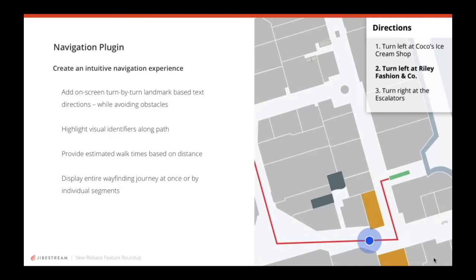We have visual identifiers along the way, so depending on where the blue dot is, you'll highlight relevant units. You can do things like providing estimated walk times based on distance. So this is really useful in larger indoor areas. Sometimes it's not always very obvious in terms of how long someone needs to walk. So it's really great to say, okay, this is how you get there, and you'll get there in approximately 7 minutes. So really useful for that. And we can display an entire journey at once, or we can do step-throughs, which is essentially, I want to see each individual step of the wayfinding journey, things like that. So I'm going to give you a quick demo on the navigation plugin.